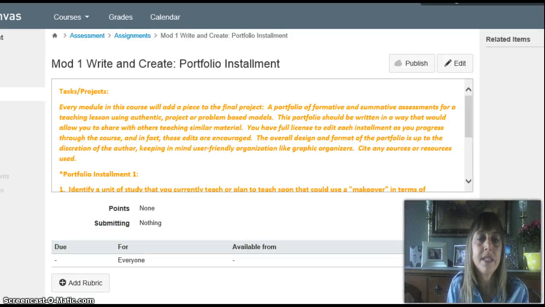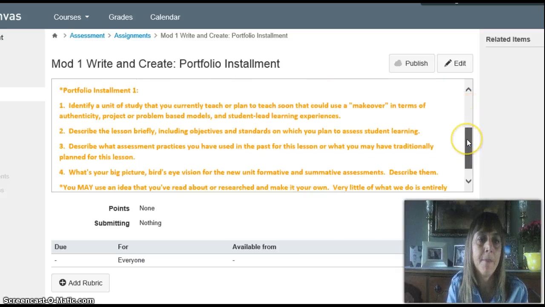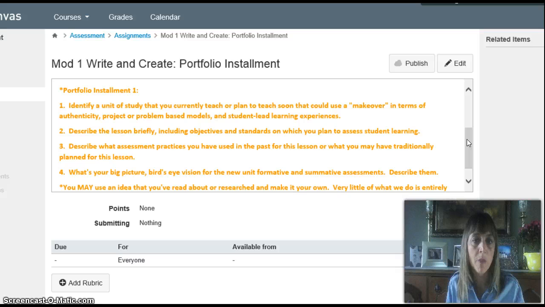So that brings us then to the portfolio installment number 1. For this unit, you're going to be identifying, like I said before, a unit of study, a lesson. Keep it general. It can be big, it can be small, but remember, you have limited time to work on this. If you want to make it big and only have part of it done, that's acceptable. What are we going to make over in terms of some of these new models and looking for student-led learning experiences?